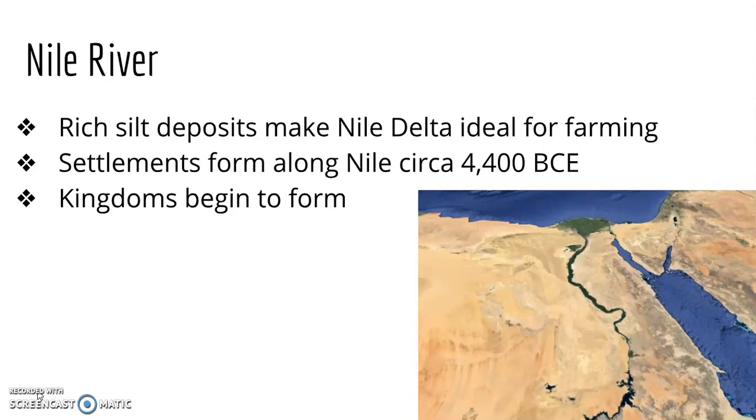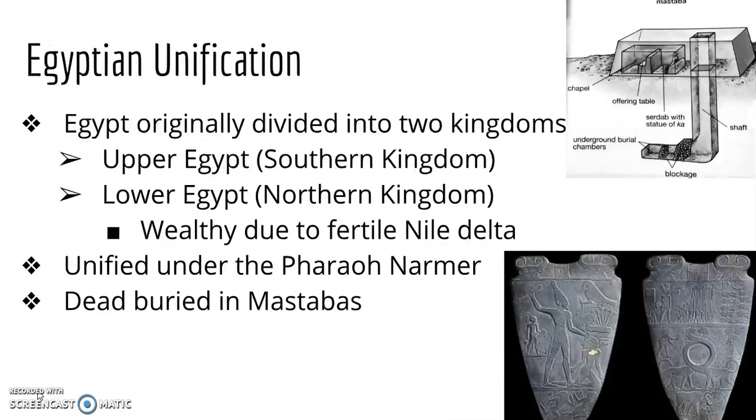As a result, as early as 4,400 BCE and earlier, human beings began to settle in the fertile Nile River Valley and the Nile River Delta. And here they began to establish kingdoms, began forming the basis of the civilization that we will soon call Egypt.